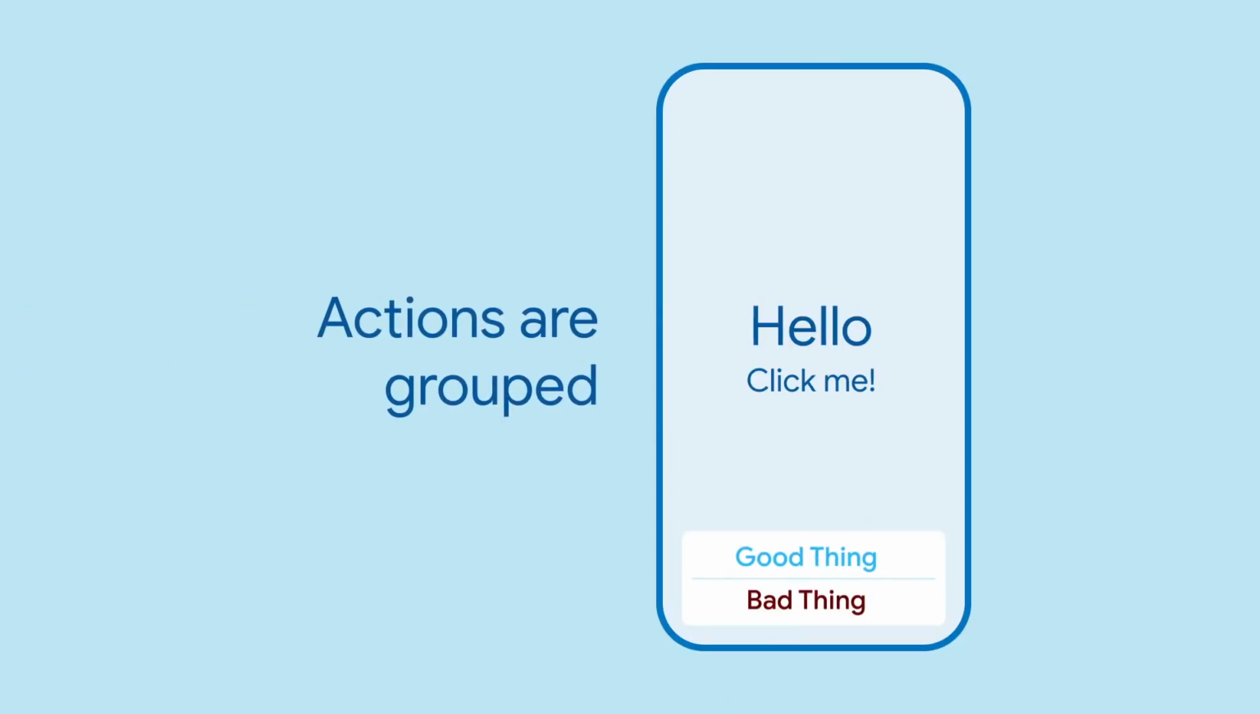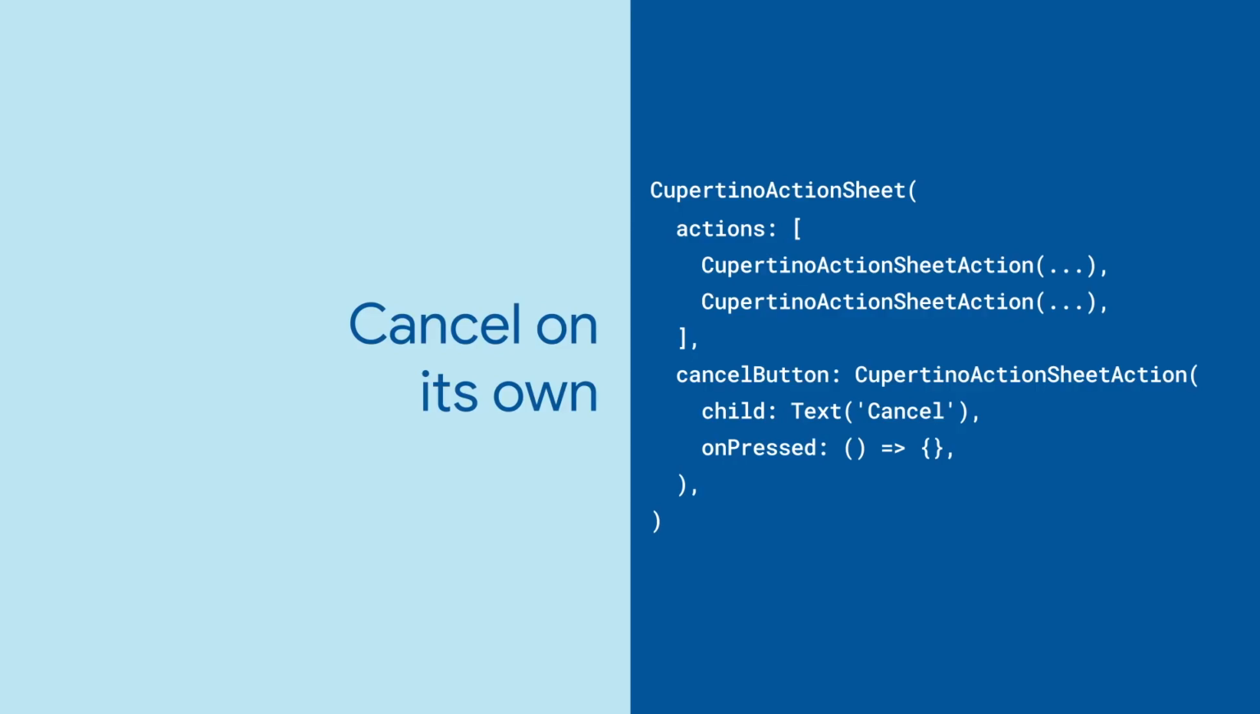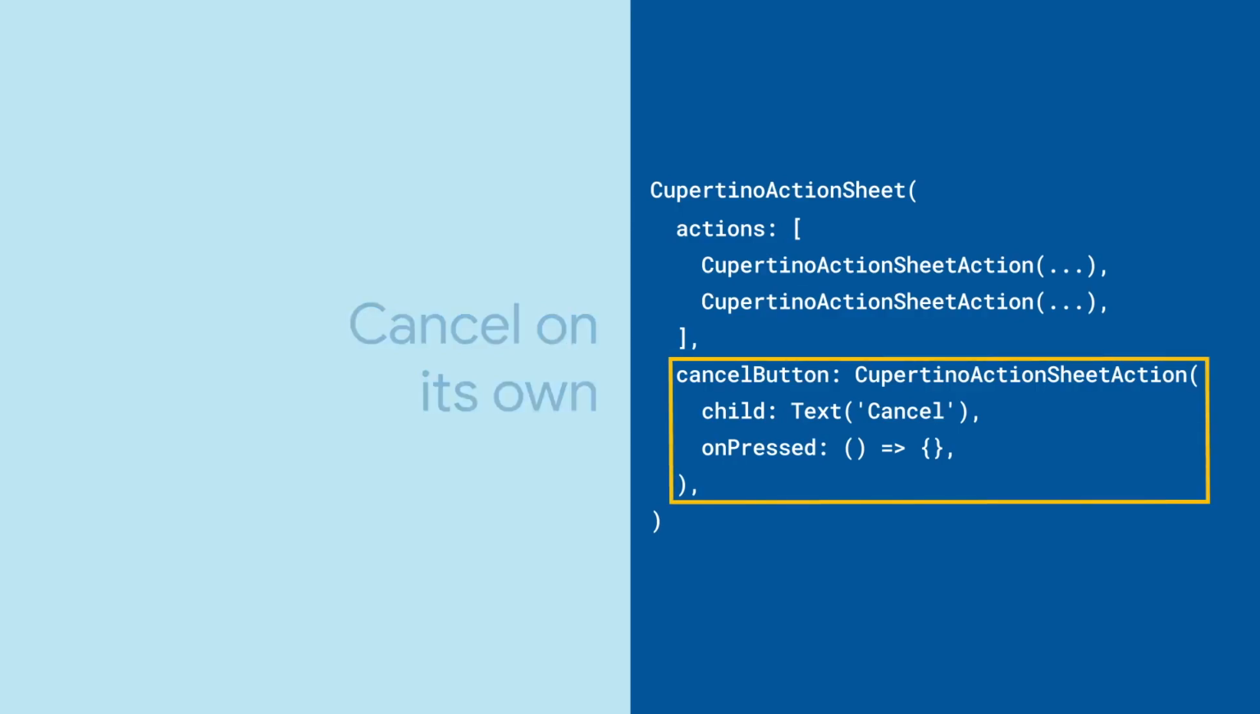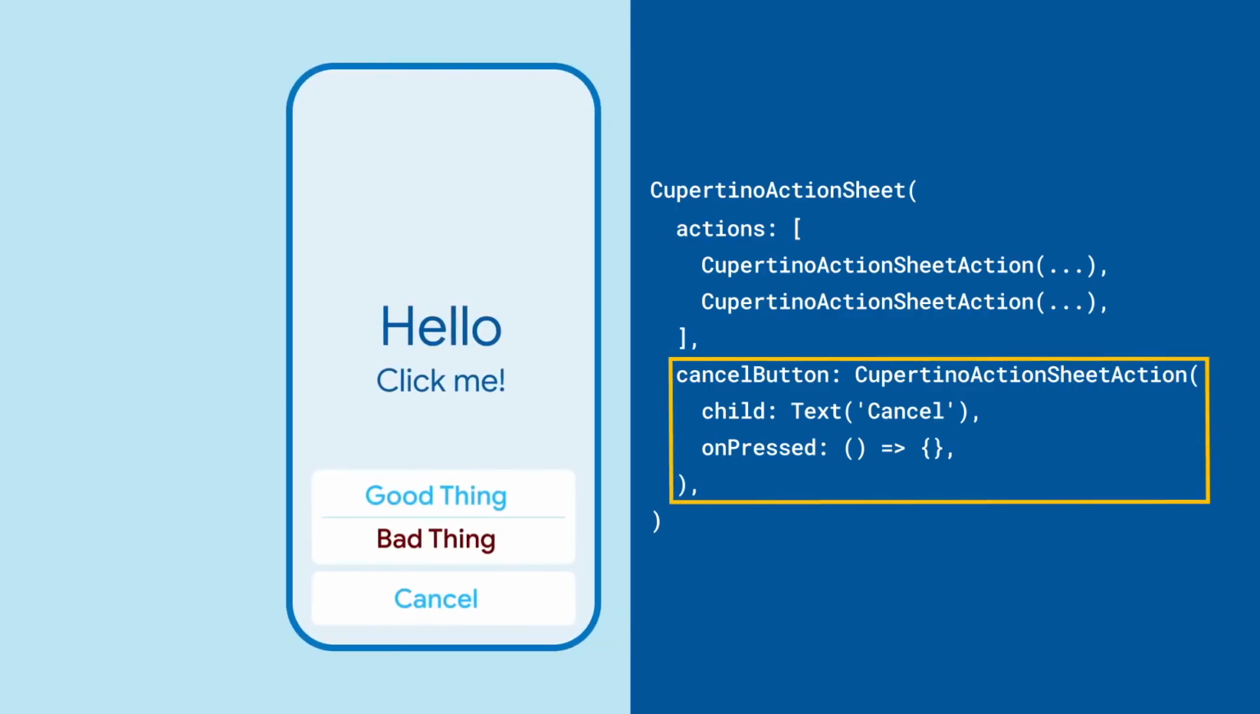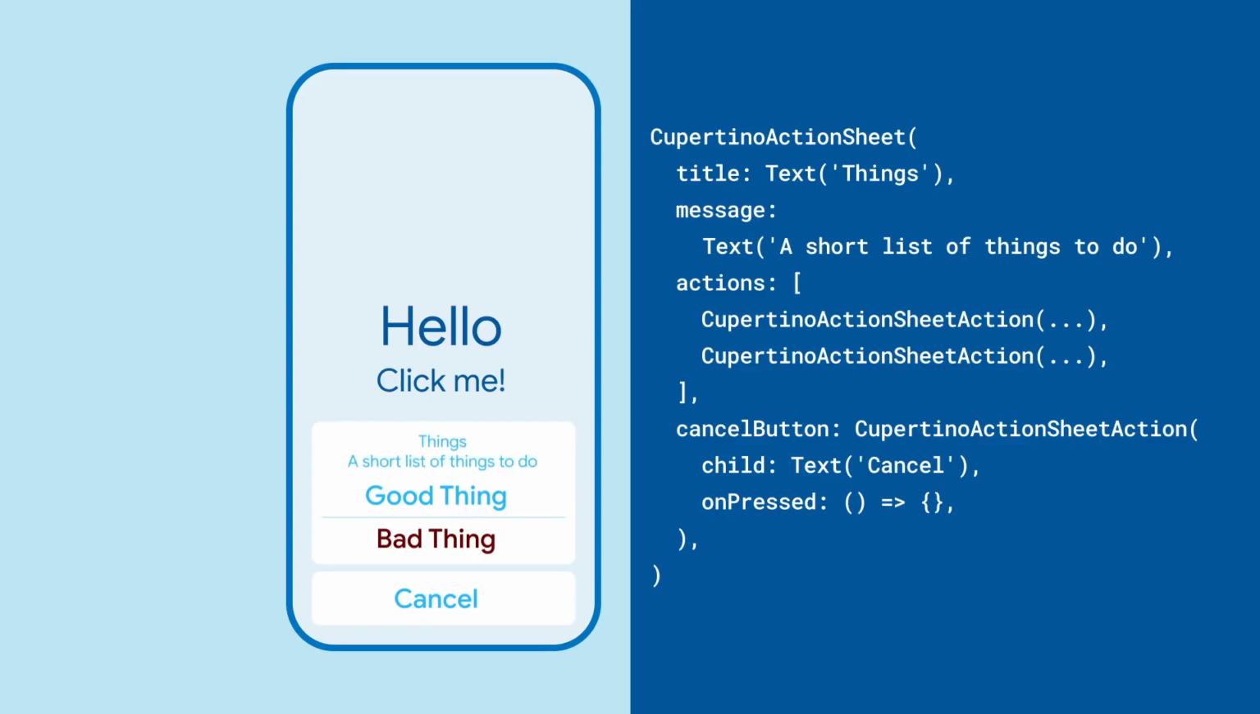CupertinoActionSheet will group these actions together, but what if you want to have a single option separate from all the others, like a cancel button? For that, use the cancelButton option, which will put a single CupertinoActionSheetAction at the bottom of the sheet. Now we have our list of buttons together, but it's a good idea to tell the user what this is all about. For that, use the title and message properties.